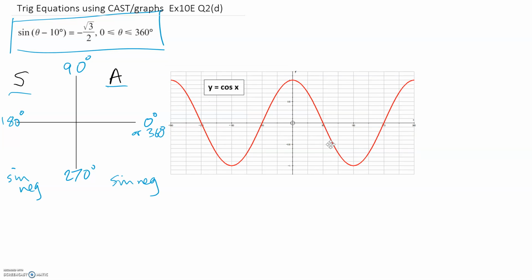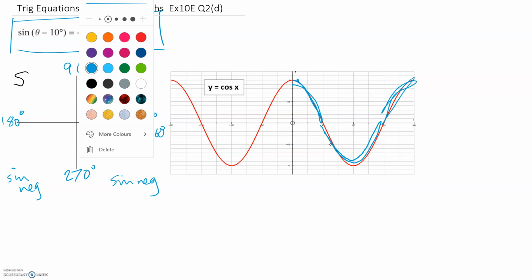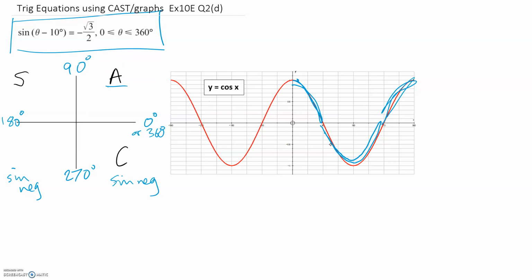You can see that, as I said, sine, cos and tan will all be positive between 0 and 90, but between 90 and 270, that's here and here, cos is negative. So the only other time that cos is positive is over here, which is between 270 and 360. So cos is positive between 270 and 360.